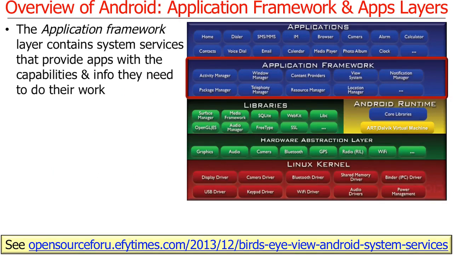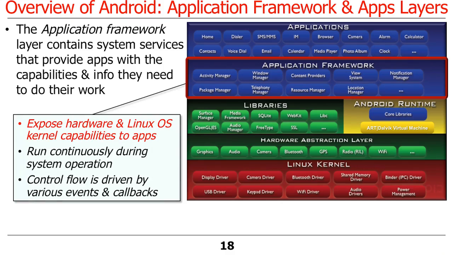The application framework layer in Android contains various system services that provide apps with capabilities and information they need in order to do their work. There are several things that are provided by Android's application framework layer. One thing it does is it exposes the hardware and Linux operating system kernel up to apps, but does it in a way that's Java-centric and object-oriented rather than being programmed in C and C++, which have more accidental complexities.